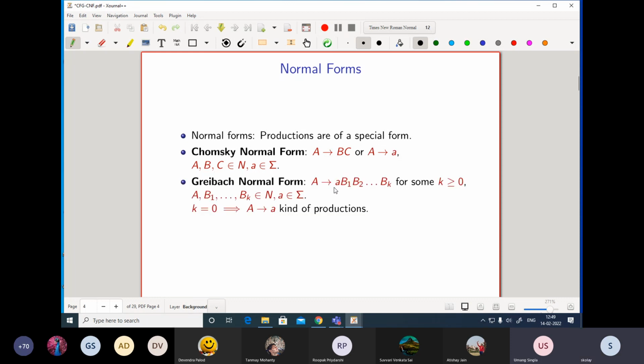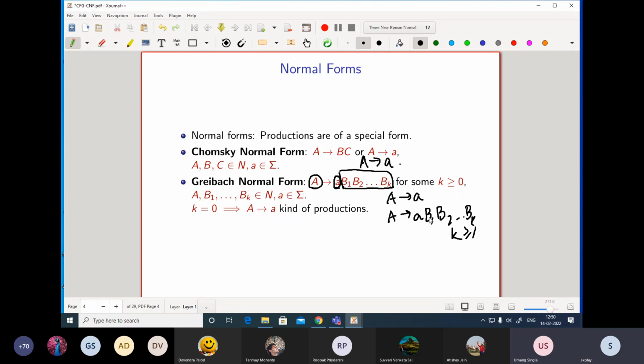And there's also the Greibach normal form, where every production is of the form A going to a B1 to BK, where capital A, B1 to BK are non-terminal symbols, and this small a is a terminal symbol. So for this B1 to BK, it is possible that K is 0, which means that I just have A going to a kind of productions. So basically A going to a, or A going to a B1, B2 up to BK, where K is greater than or equal to 1. These are the kinds of forms we have.